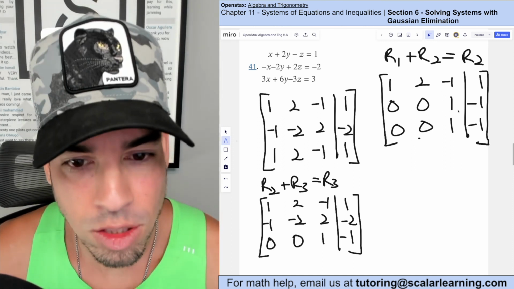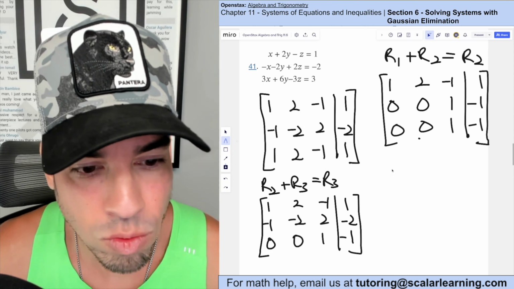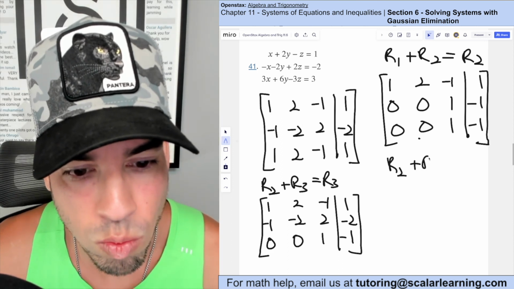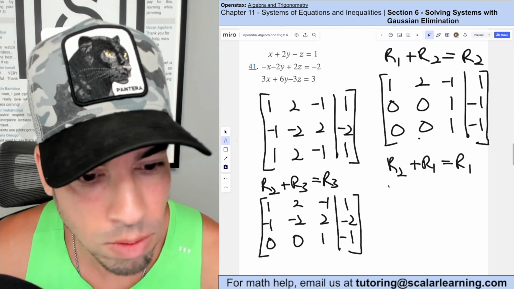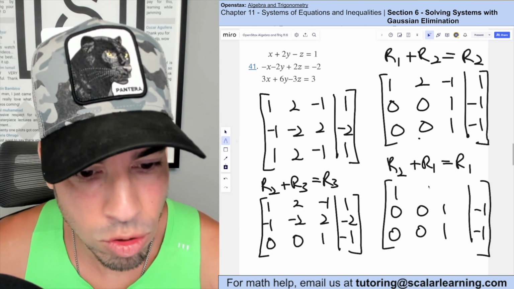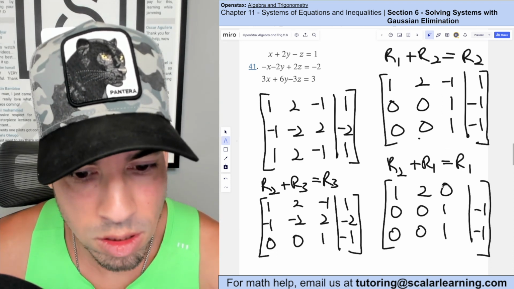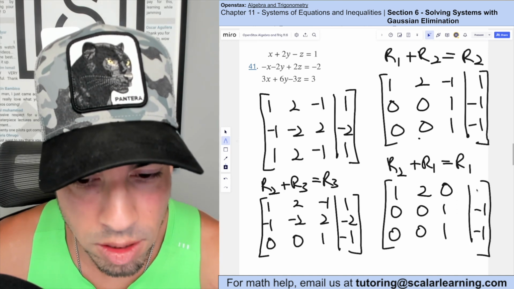The way we can do that is one more step. We can add row 2 to row 1 to get a new row 1. Check this out. So we got 0 plus 1 is 1, 0 plus 2 is 2, 1 plus -1 is 0, and -1 plus 1 is 0.